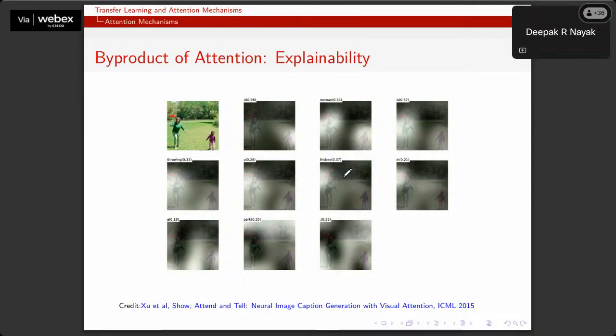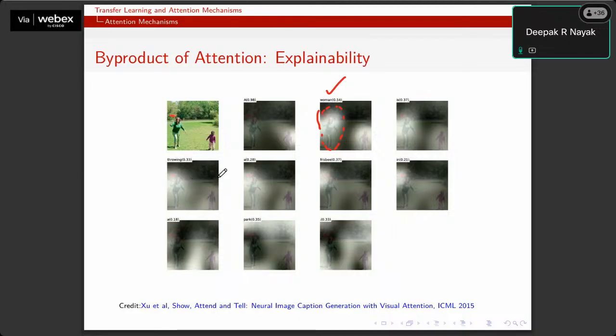You can take an example of a caption generator that was published in the ICML 2015 conference. You can see over here, when the model is trying to generate a caption, let's say there is a woman and along with her child is throwing a frisbee, right? So there's a woman here, and the model is trying to generate the caption. When the model generates the word woman, you see it is focusing on the woman.